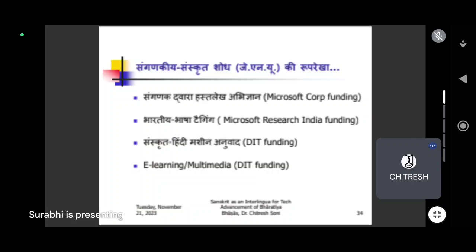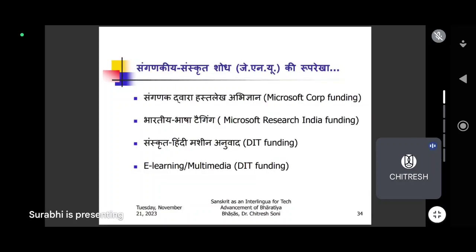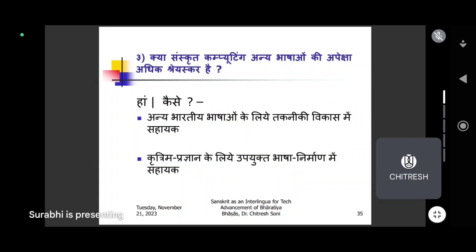Next, please. Sanskrit Dwara Hastalekh Abhigyan is also going on through Microsoft Corporation funding. Indian language tagging is also going on through Microsoft Research India funding, Sanskrit Indian Machine Translation through DIT, and E-Learning Multimedia through DIT. Next, please. And how it is more beneficial: Sanskrit may be helpful for the technical development of other Indian languages and for artificial intelligence also. Sanskrit is a very pertinent language. We have already discussed this. Next, please.